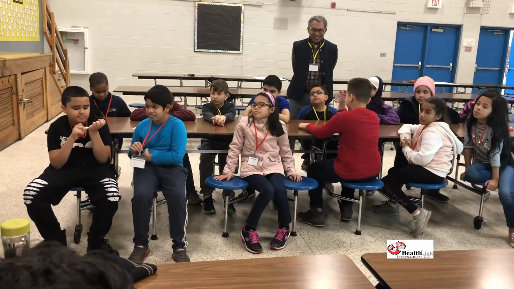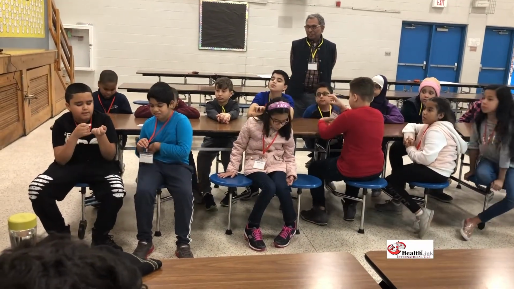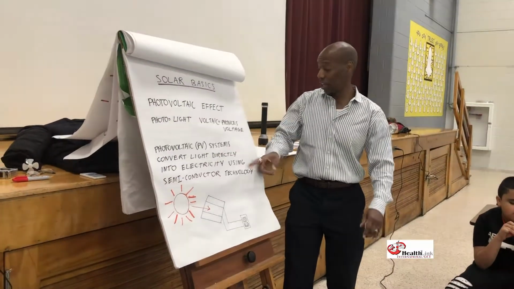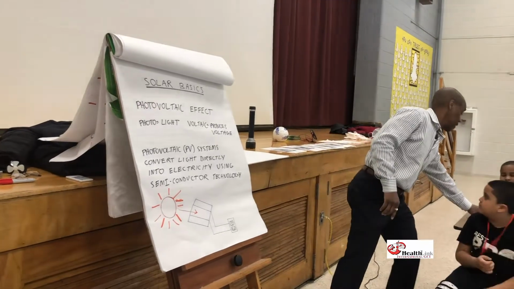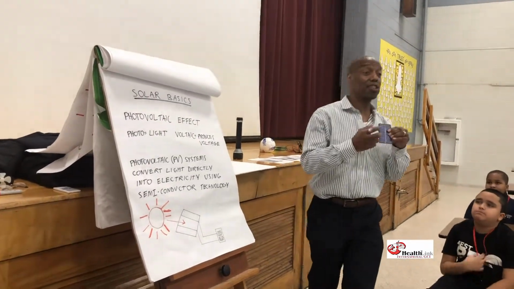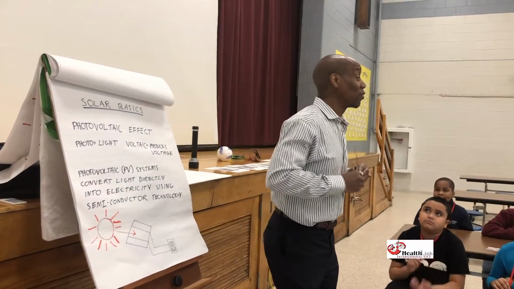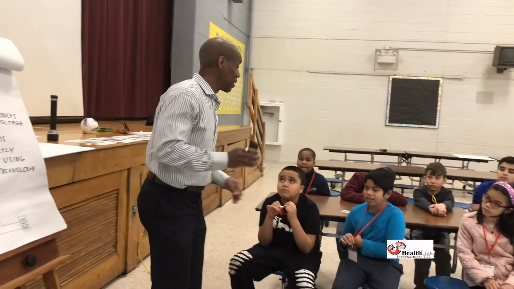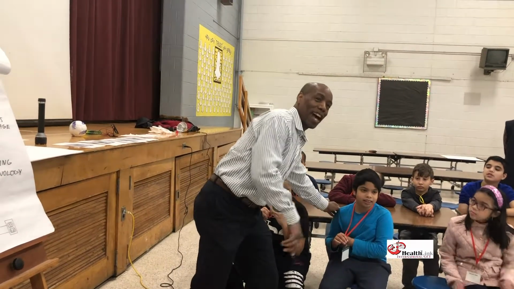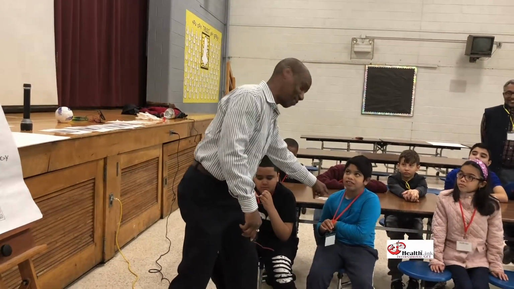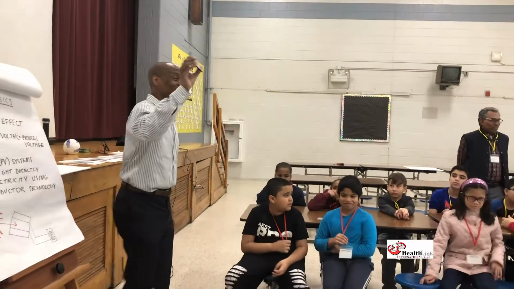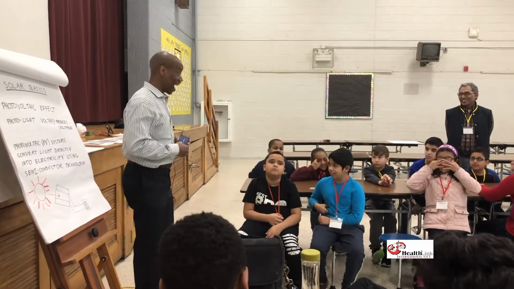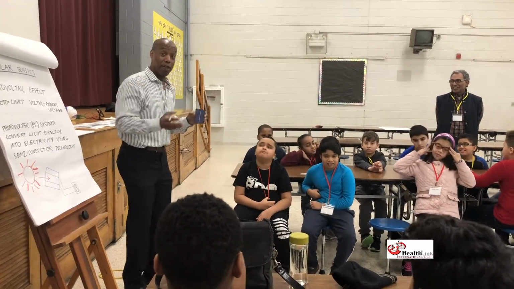Okay. So it converts light directly into electricity using what they call semiconductor technology, which is what you have right here. They said that this is made out of silicon. Silicon is one of the most abundant resources on the planet. It's made out of sand, right? Sand. Exactly. So very available on the planet.